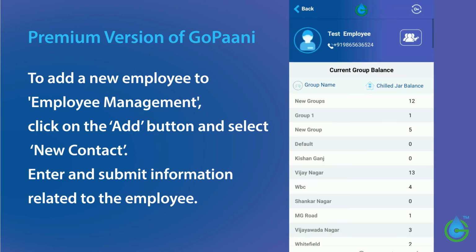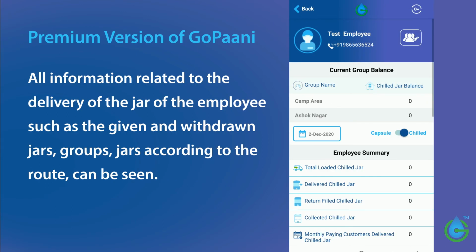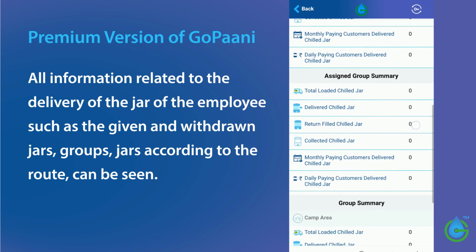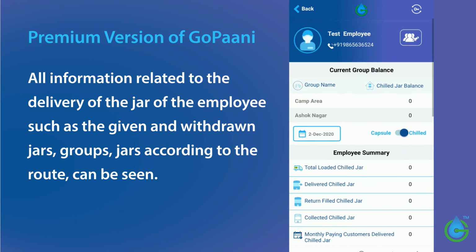To add a new employee to employee management, click on the Add button and select New Contact. Enter and submit information related to the employee. All information related to the delivery of the jar of the employee, such as the given and withdrawn jars, groups, jar according to the route, can be seen.